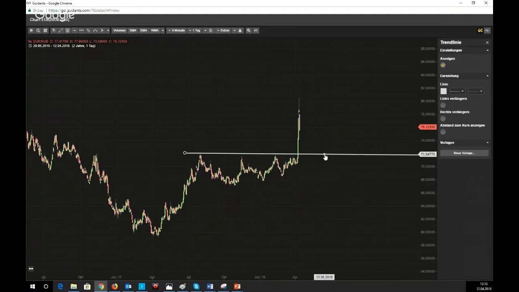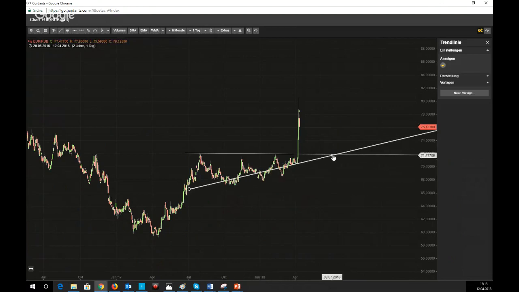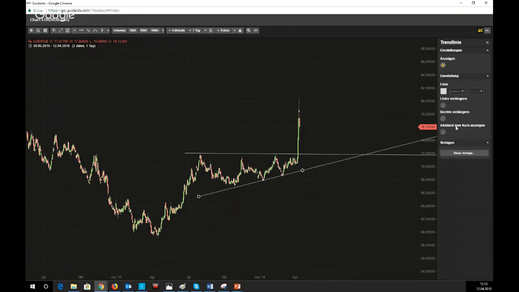For whatever reason, somehow it doesn't work the way it should. Okay, so unfortunately, it seems as if it doesn't work. Usually you can cut this off here. So usually you can make sure that this line is not prolongated here by unchecking this box, but unfortunately it doesn't work for whatever reason. But I think it becomes clear what I'm talking about.